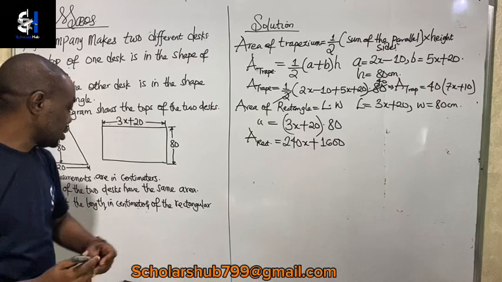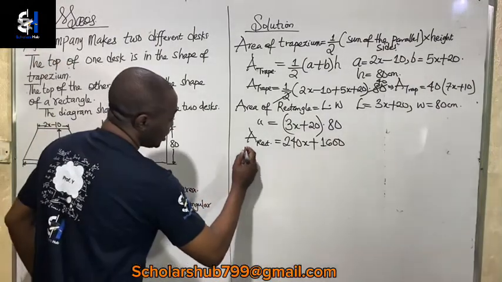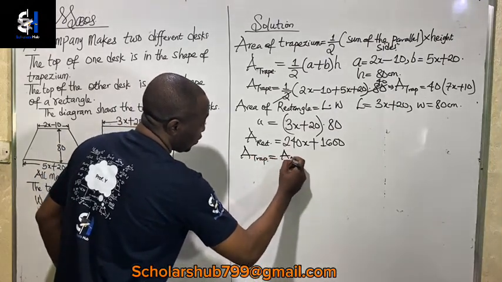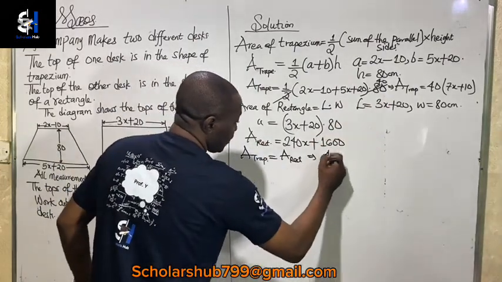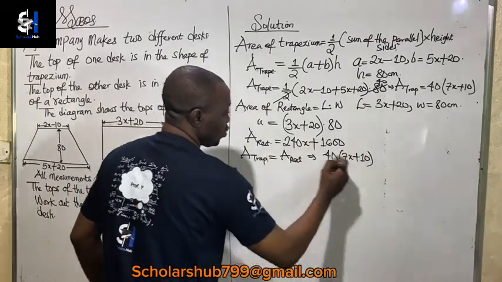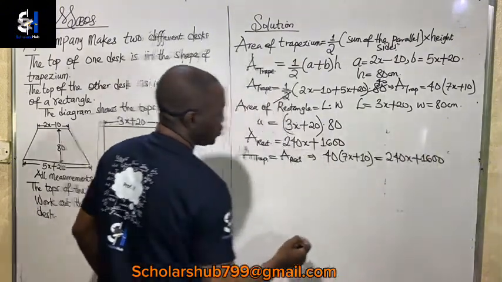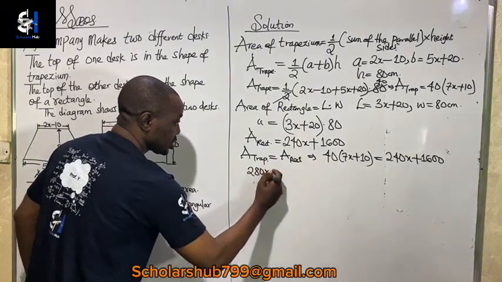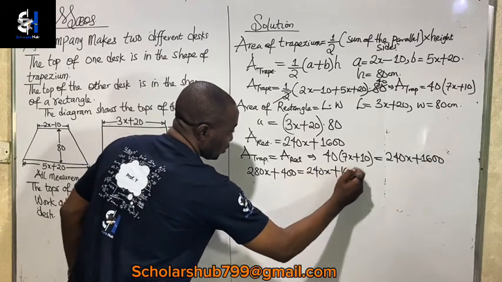Remember that we are given that the tops of the two desks have the same area. So the area of the trapezium is equal to the area of the rectangle. The area of the trapezium is 40 times (7x plus 10), and that equals 240x plus 1600. So let's distribute 40 in this case. This would be 280x plus 400 equals 240x plus 1600.